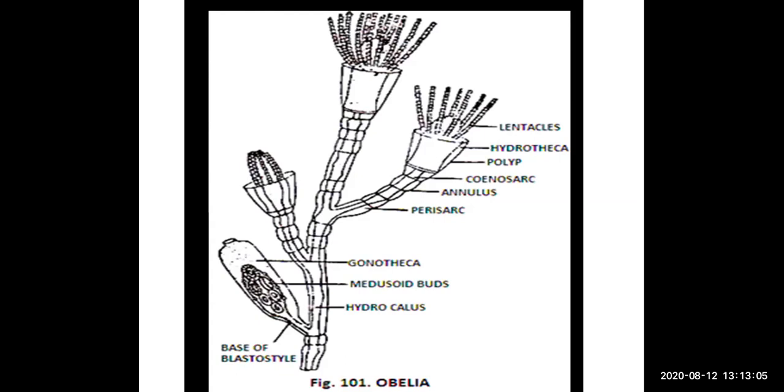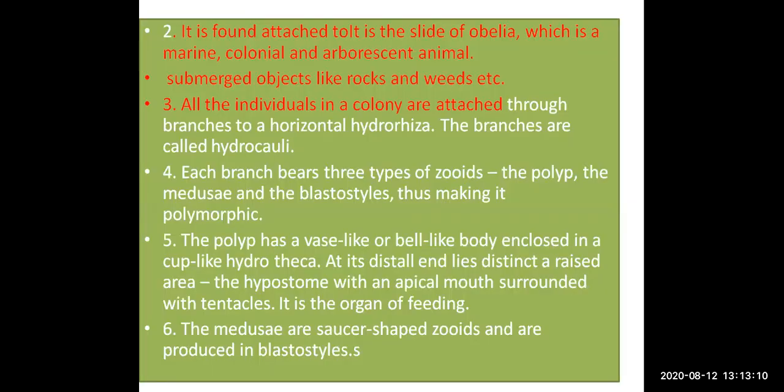The hydrorhiza and hydrocaulus are hollow tubes. All the individuals in a colony are attached to branches and the horizontal hydrorhiza. The branches are called the hydrocaulus. Each branch bears three types of zooids: the polyp, the medusa and the blastostyle, thus making it polymorphic.